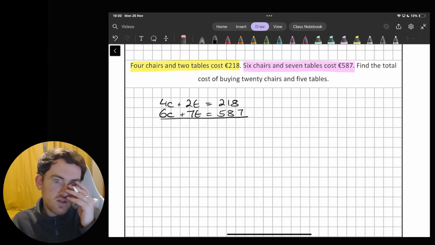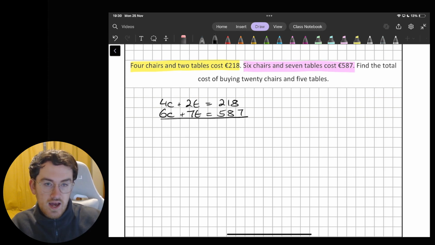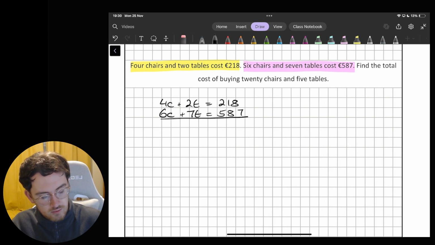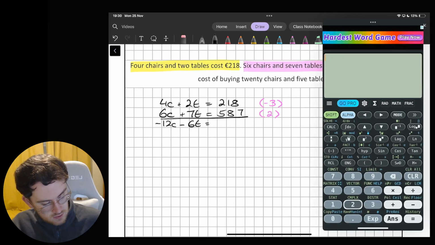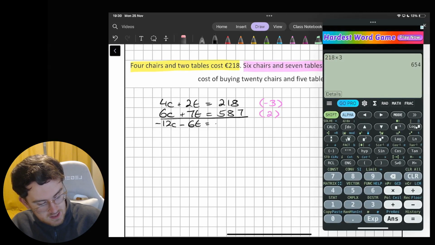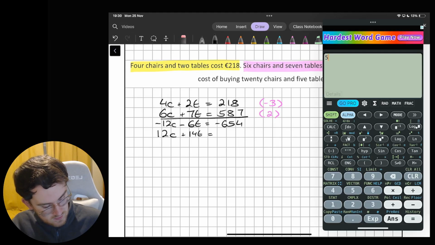Okay, looking at the numbers I have here, I have 6 and 4, and then 2 and 7. 2 and 7, I'm aiming for 14. 6 and 4, I can shoot for 12. So we'll go for 12. I'm going to multiply the top one by minus 3, and the bottom by 2. That's going to give me minus 12c minus 6t equals minus 654, that's 218 times 3. And the bottom one, 12c plus 14t equals 587 times 2, 1174.